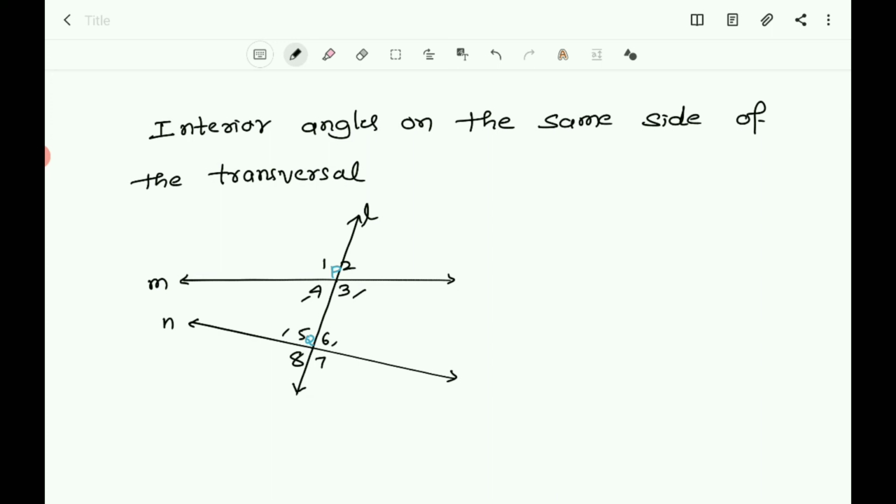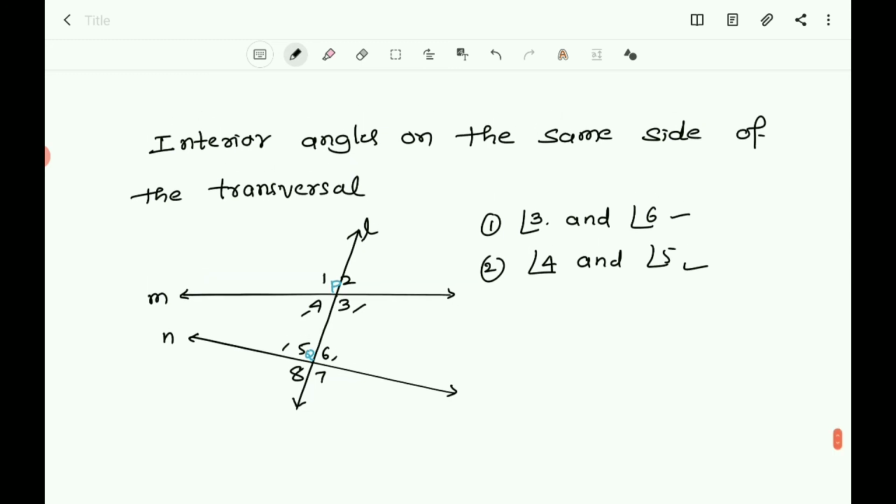When a transversal intersects two lines, you will get two pairs of interior angles which are on the same side of the transversal. What are they? Angle 3 and angle 6, and second, angle 4 and angle 5. Here 3 and 6 are on one side. Angle 4 and angle 5 are on the other side.